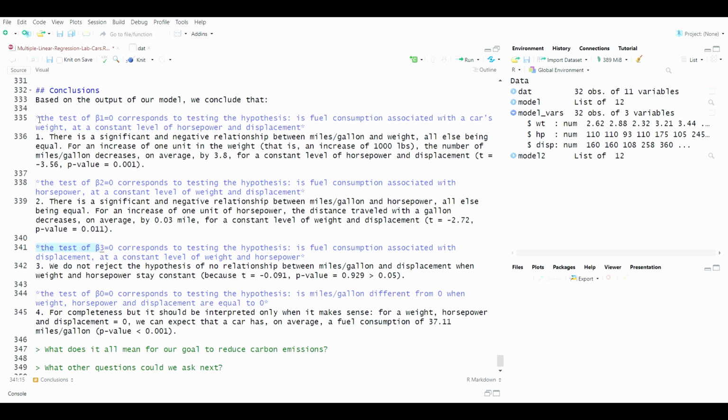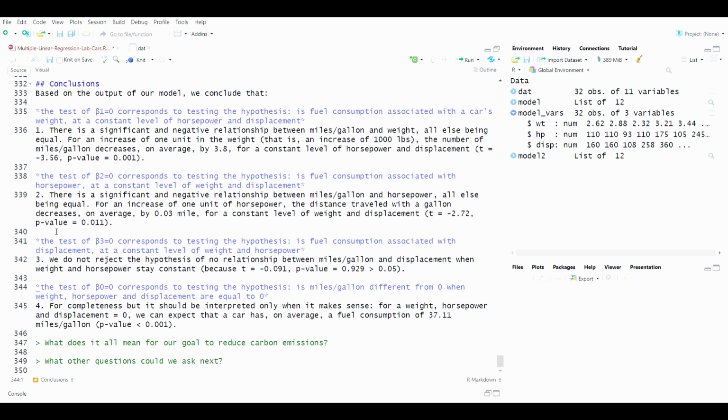Third, we go down to thinking about beta 3, which corresponds to testing the hypothesis: is fuel consumption associated with displacement at a constant level of weight and horsepower? So we do not reject the null hypothesis of no relationship between miles per gallon and displacement when weight and horsepower stay constant, because our t is only negative 0.091 and our p-value is 0.929, which is greater than 0.05, right? So we have no evidence to reject the null hypothesis that beta 3 equals 0. Essentially, the slope is 0. The slope is nothing. There is no effect.